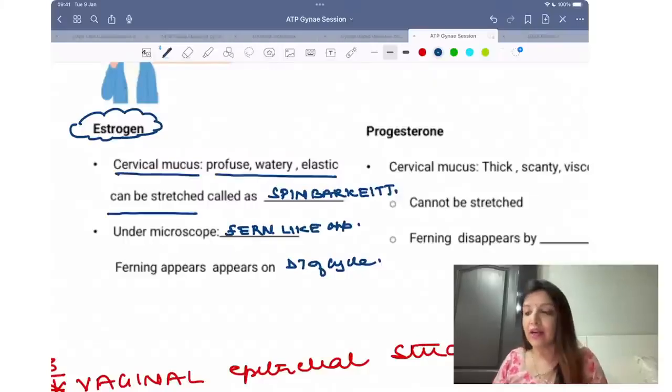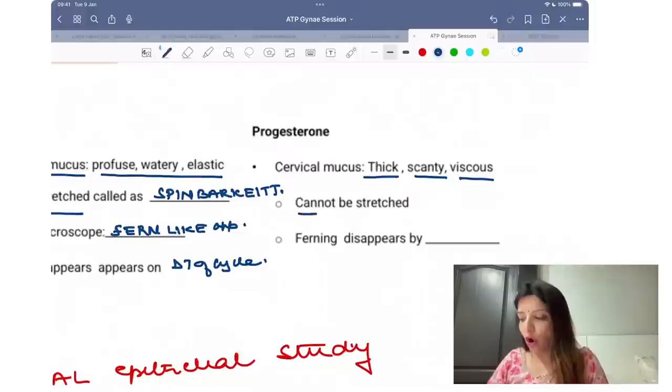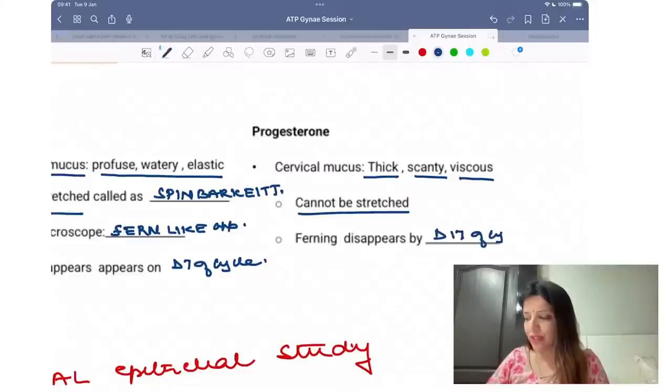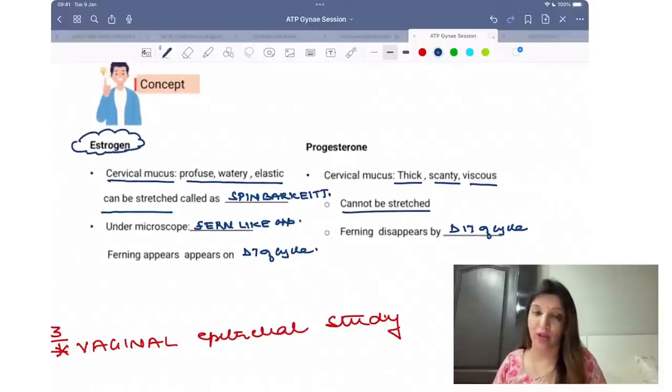Right? Under the effect of progesterone, cervical mucus is thick, scanty, viscous. It cannot be stretched and the ferning disappears by day 17 of the cycle or day 18 of the cycle. Right? So ferning is going to disappear. Clear? Copied all of you? जिन के पास ये point नहीं लिखा था, please write it.